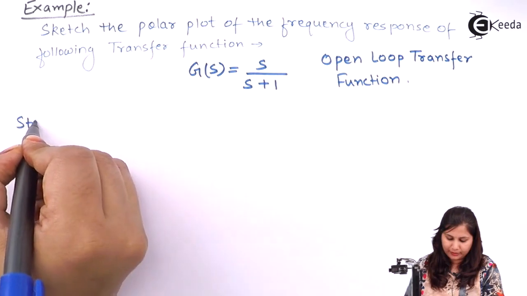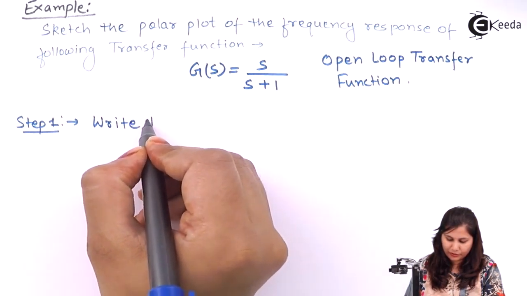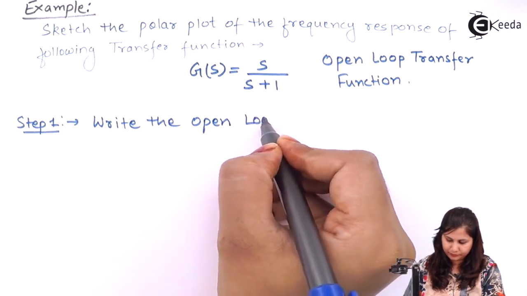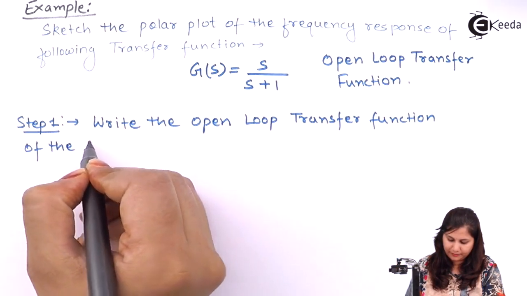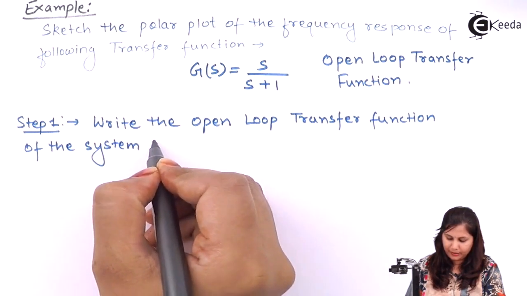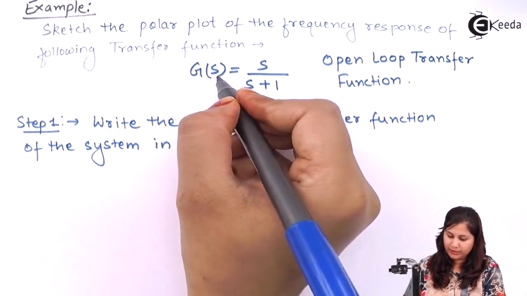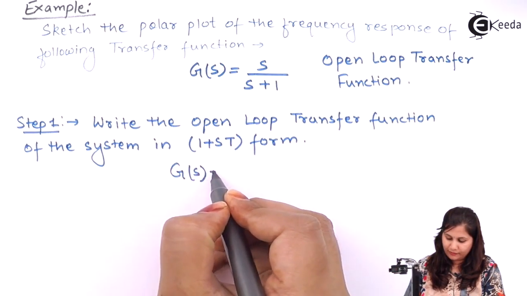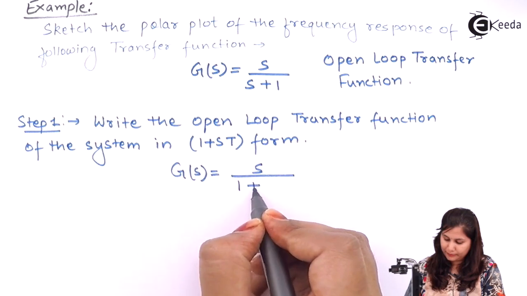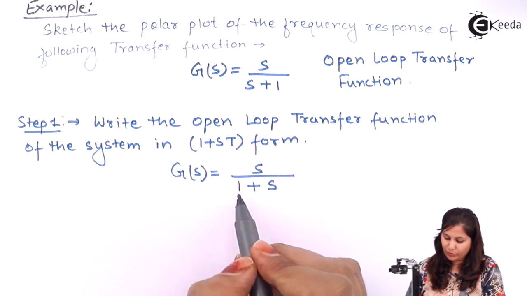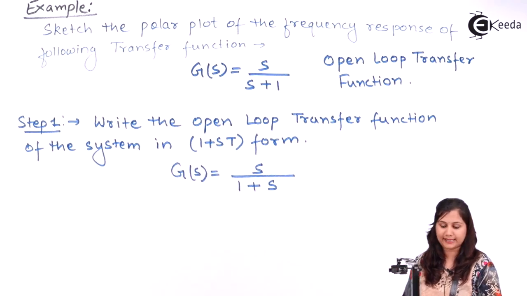Now step number one is to write the open loop transfer function of the system in 1 plus st form. This is the open loop transfer function G(s). We have to write it in 1 plus st form. It is already in 1 plus st form. So this is s upon 1 plus s, so T here is 1. So we have expressed this open loop transfer function in 1 plus st form.